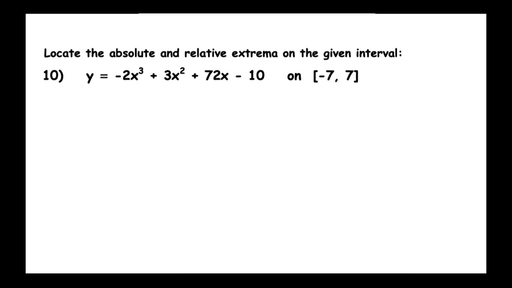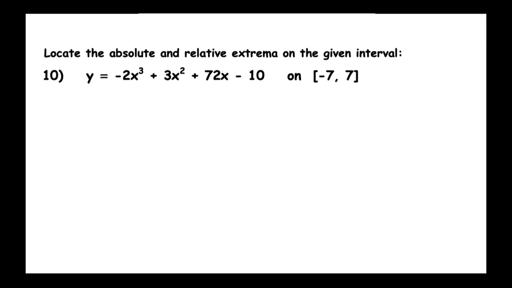Okay, as you can see, the directions have changed now. It says locate the absolute and relative extrema, so we want to know if it's absolute or if it's local. And we also have endpoints, where before we didn't. We were allowed to just go all the way to infinity if we wanted. But now, we're going to be sort of cordoned off between -7 and +7.